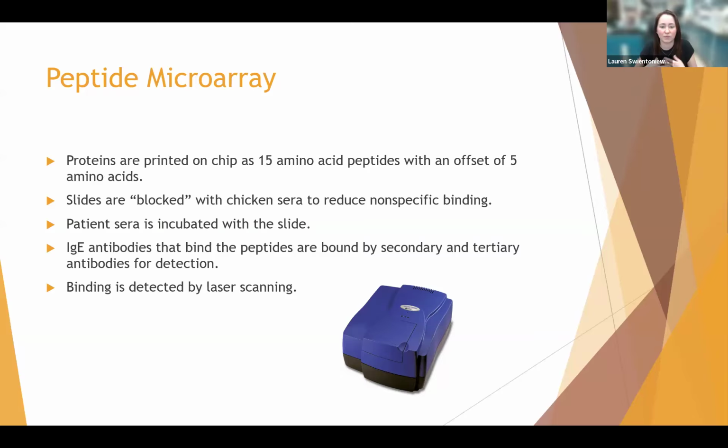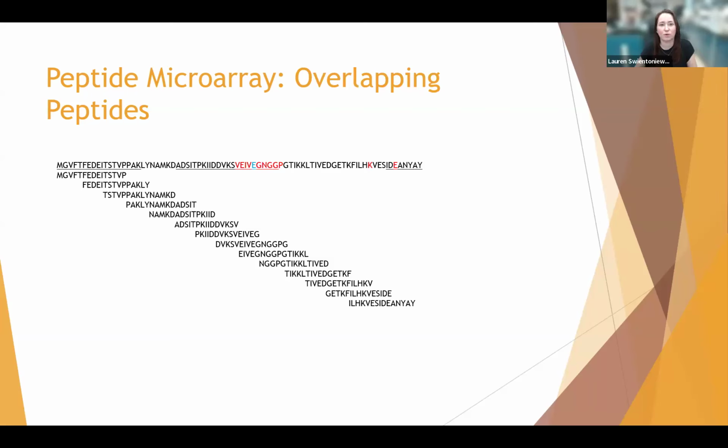And we put this in an instrument, and it gives us a readout of the different binding levels to the peptides. This is an example of what the overlapping peptides look like. So with the underlined, that's our sequence of the 15 amino acids, and then it's offset by 5. So each time it bumps up by 5 amino acids, and so we can look at the range throughout the molecule of the IgE binding.